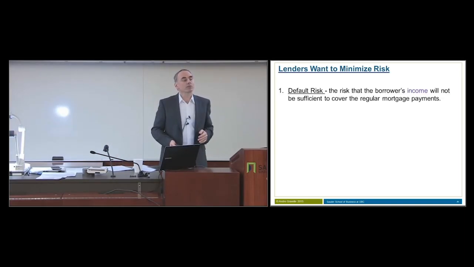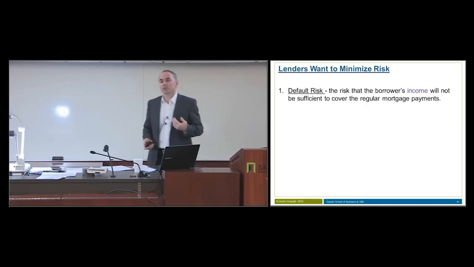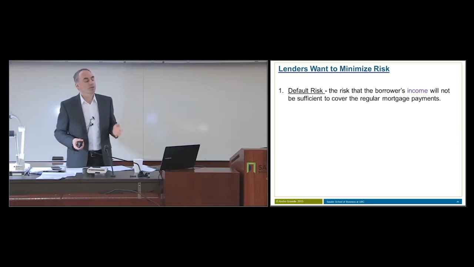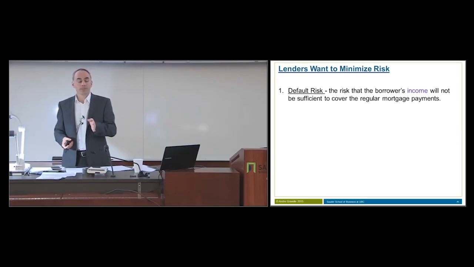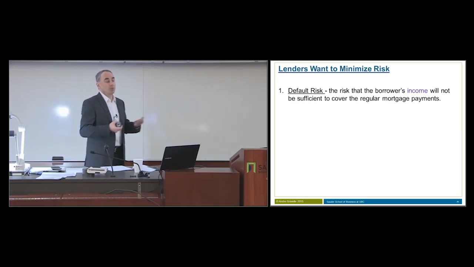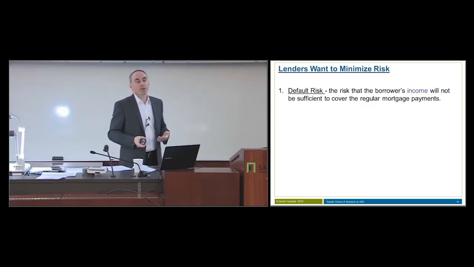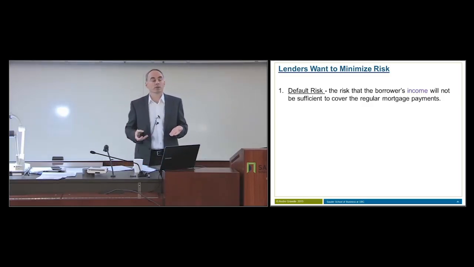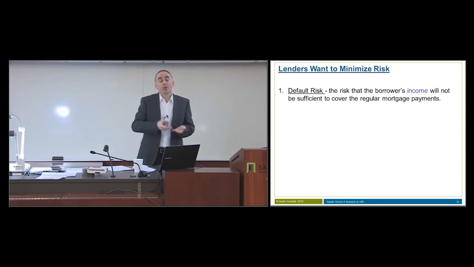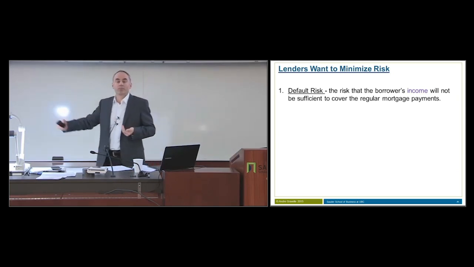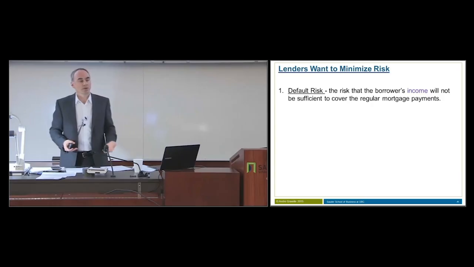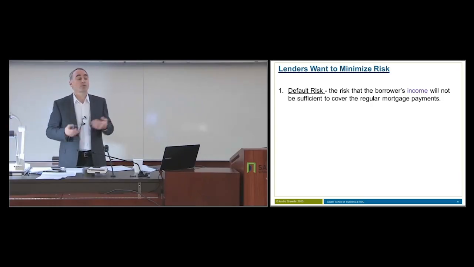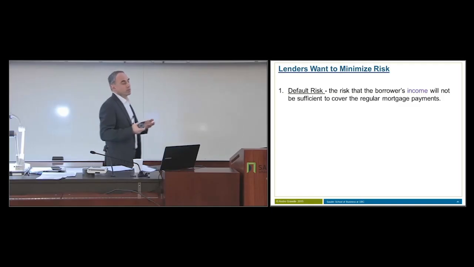The first kind of risk that they're concerned with is the risk of default. So lenders have to deal with default risk. And default risk is the risk the borrower's income is not sufficient to cover the mortgage payments. So the borrower's income is not sufficient either initially to qualify for a certain amount of mortgage funds, or that at some point down the road they're not going to be able to pay the mortgage. So they want to make sure your income is high enough now and it's sustainable in a reasonably long period of time, over the term anyway, to make sure that you can pay.